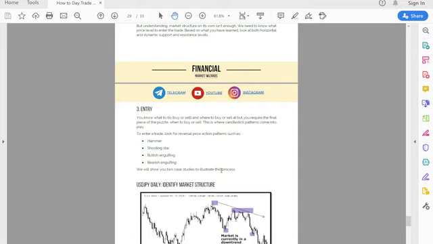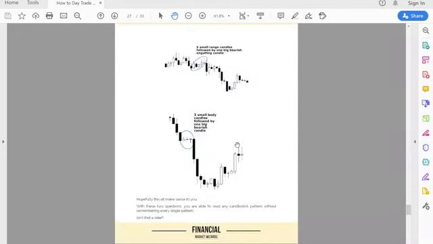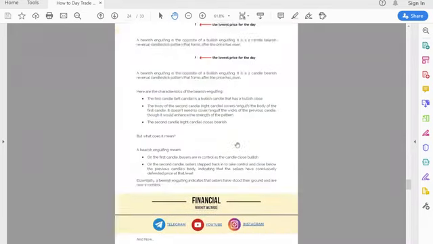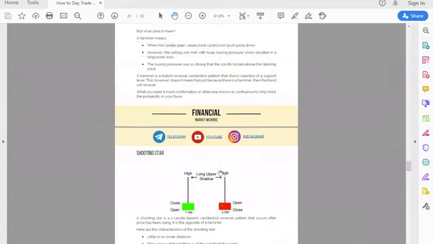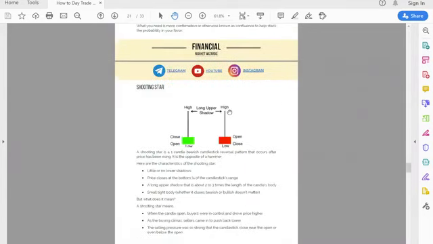We need a form of candlestick pattern. This could be a hammer, a shooting star, a bullish engulfing, or a bearish engulfing. If you do not know what these candlestick patterns are, it's all covered in this PDF. We have how to read the candlestick, and you have your shooting star here.